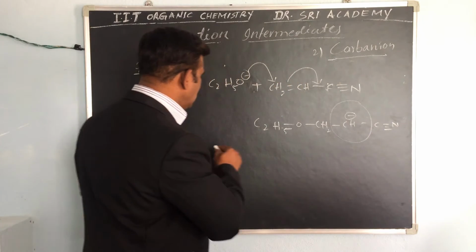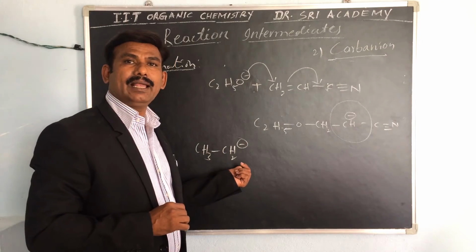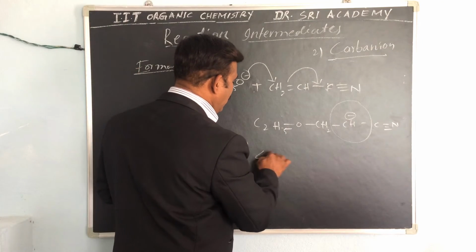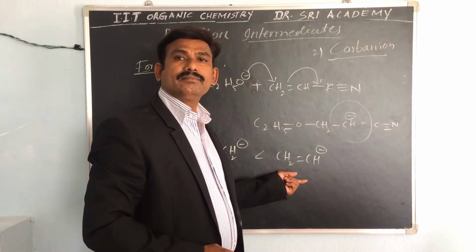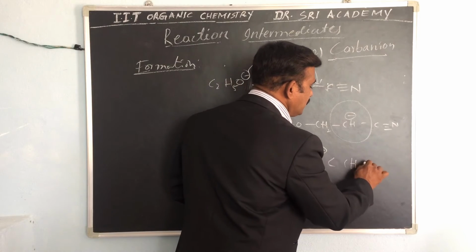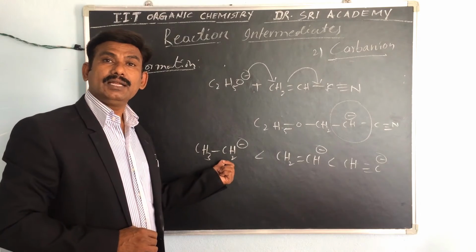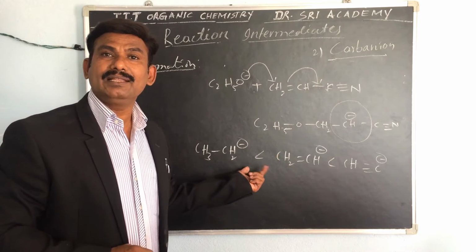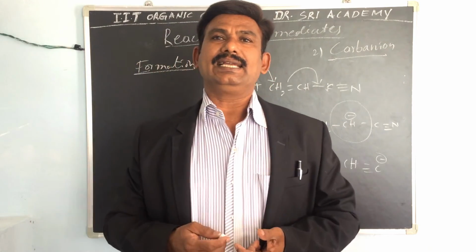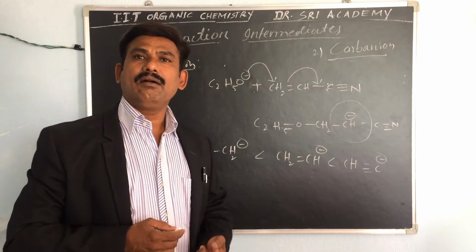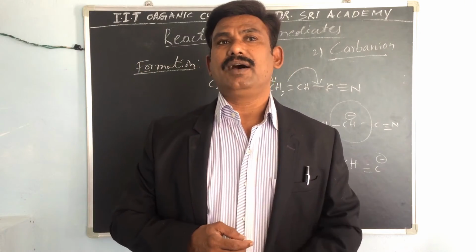For example, CH3 CH2 negative, this is the carbanion, is less than CH2 double bond CH, is less than CH triple bond. So this is the order for single bond, double bond, triple bond. It means the stability of carbanion increases with increasing electronegativity of the carbon. This is one factor, so it will favor that one.